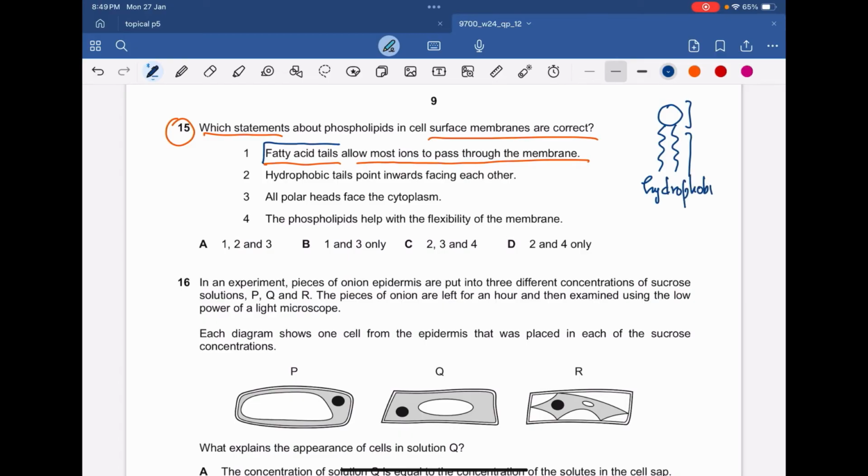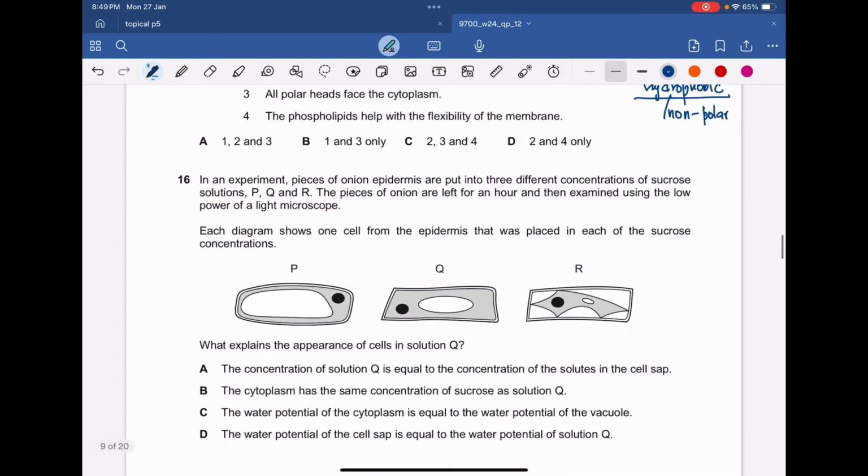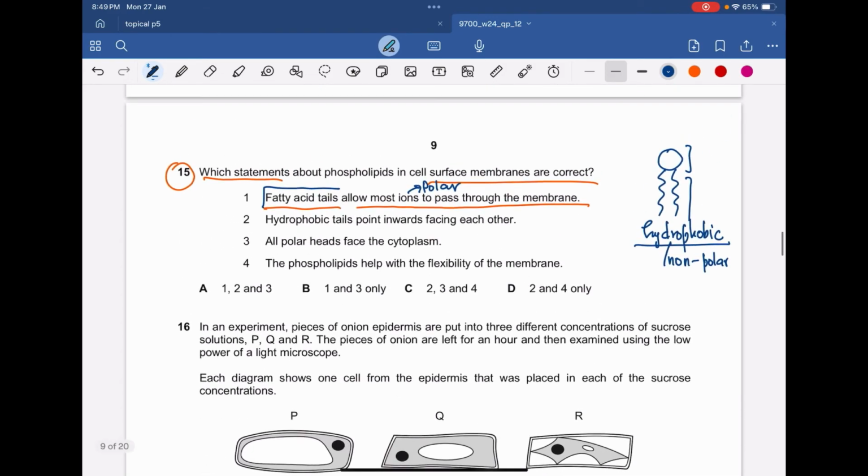The fatty acid tails are hydrophobic in nature, right? So they are water fearing, and also non-polar. Hydrophobic can also be said as non-polar, and we know that the ions are polar. So the fatty acid tails, in short, do not allow the ions to pass through. So this statement is also incorrect, that the fatty acids allow most ions to pass through. Fatty acid does not allow.